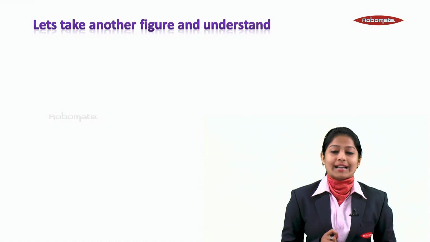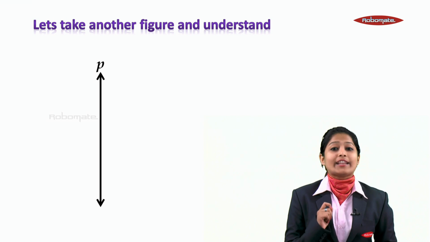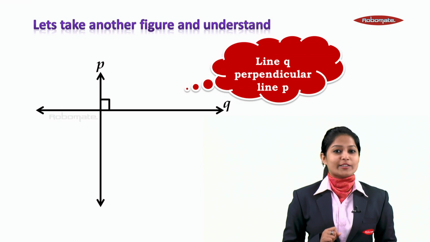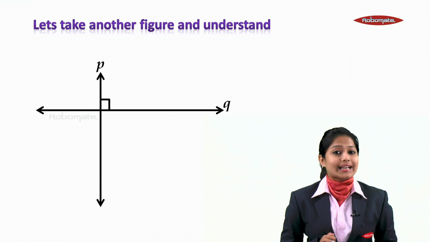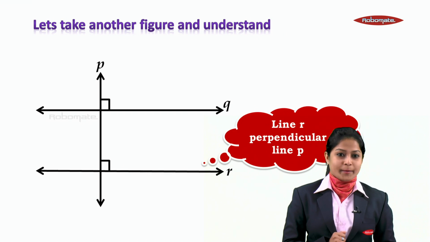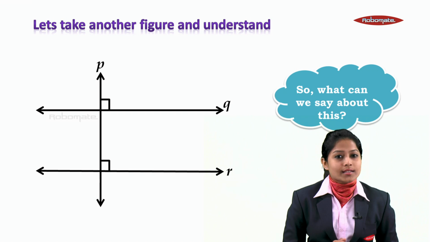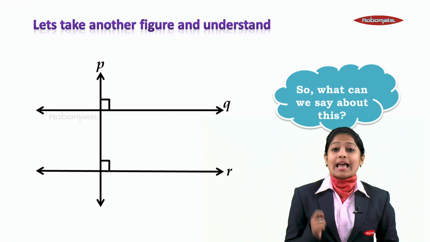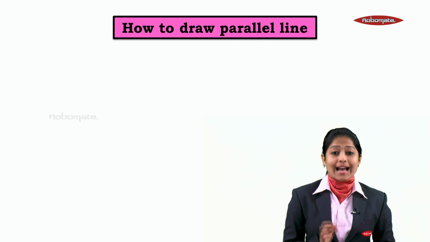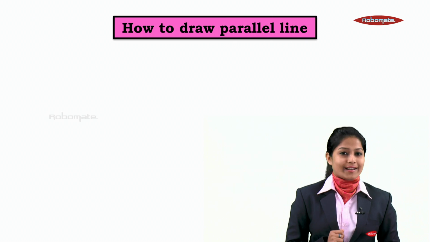Let us take another figure and understand this. Let us take line P and line Q such that line Q is perpendicular to line P. We take another line, line R, such that line R is perpendicular to line P. So what can we conclude about this? We can say that line Q is parallel to line R because they are perpendicular to the same line, that is line P.